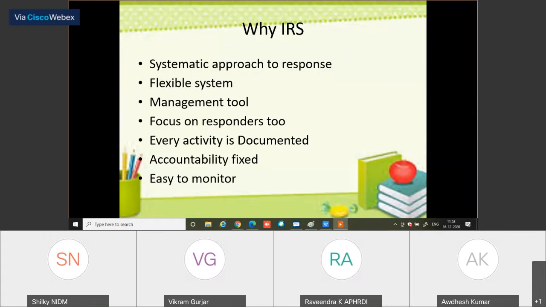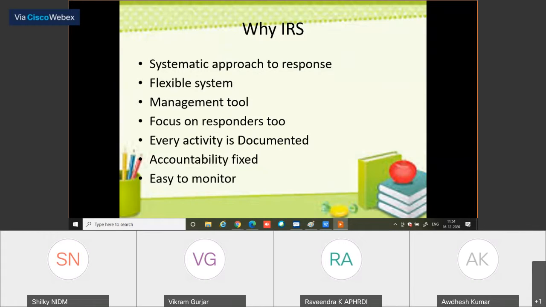Why do we need IRS? We need IRS for a systematic approach to a response, because if we don't have a systematic approach, then we will not be able to attain the desired result. We will not be able to contain the situation in an effective and efficient manner. And this indicates the efficacy of our response system.